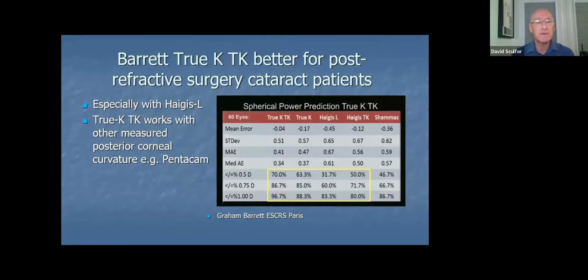So you can see there you've got about an extra 8 to 10% within your target range. So certainly well worthwhile. As I say, you can actually do this on his online calculator using any measured posterior corneal curvature such as the Pentacam.